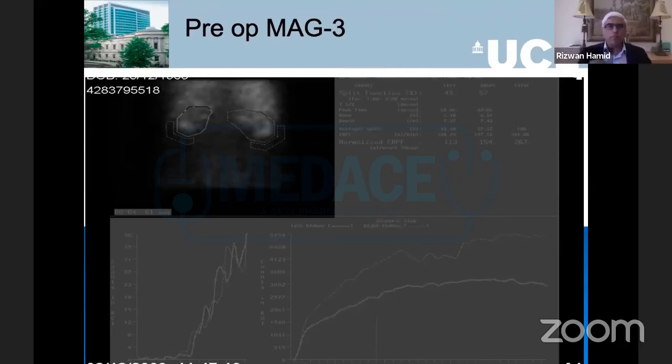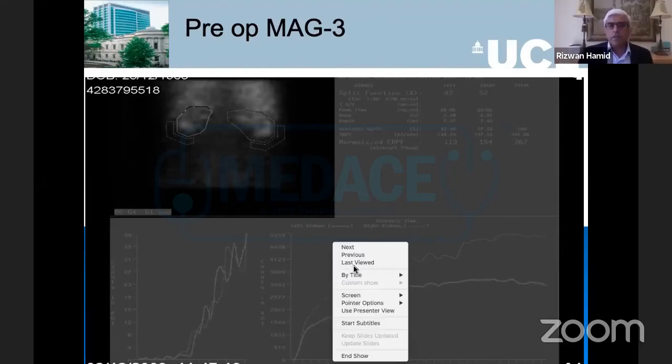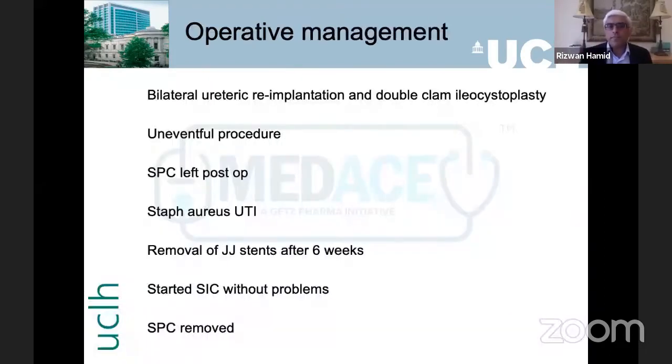Do you want to reimplant the ureters at the same time? It's a bit controversial, but generally most of us will agree that if you can bring the pressures down, then the ureters start to drain. But in this case, if the pressures are high and you put a catheter in and still the ureters are not draining, then you need to do the bilateral ureteric reimplantation.